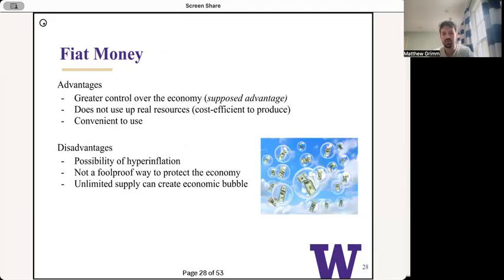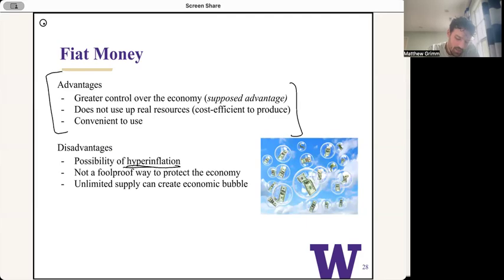Okay. So the advantages of fiat money are that you have greater control over the economy, it does not use up real resources, and it's pretty convenient to use, right? So these are all great. What's kind of scary with fiat money is you have the possibility of hyperinflation. It's not a foolproof way to protect the economy, and unlimited supply can create economic bubbles. So if the United States government just decided overnight, we're going to print a bunch of money and throw it out into the economy, it would make the dollar worth less, right?